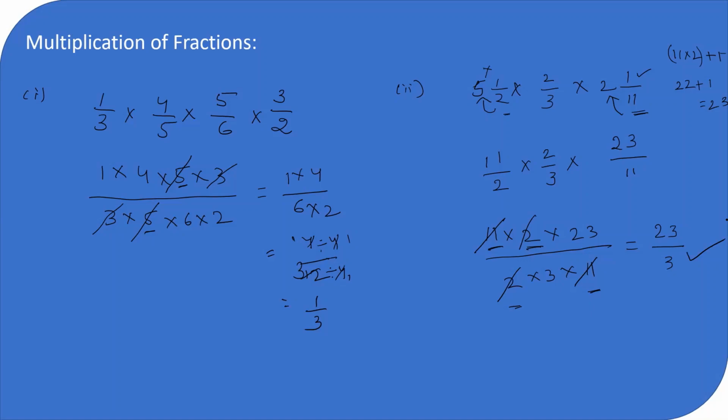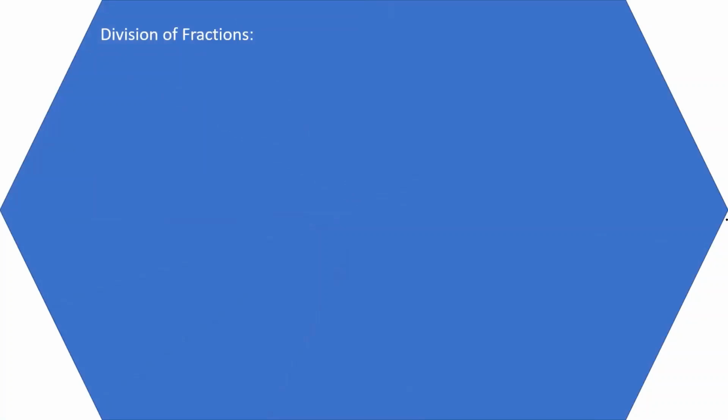Next. Division of fractions. To divide a fraction, first we read the example. 2 by 3 divided by 4 by 5. Before dividing a fraction, write the first fraction as is, 2 by 3, and in place of division, write multiplication and write the reverse of the second fraction. We actually have 4 by 5, right? Write it as 5 by 4.